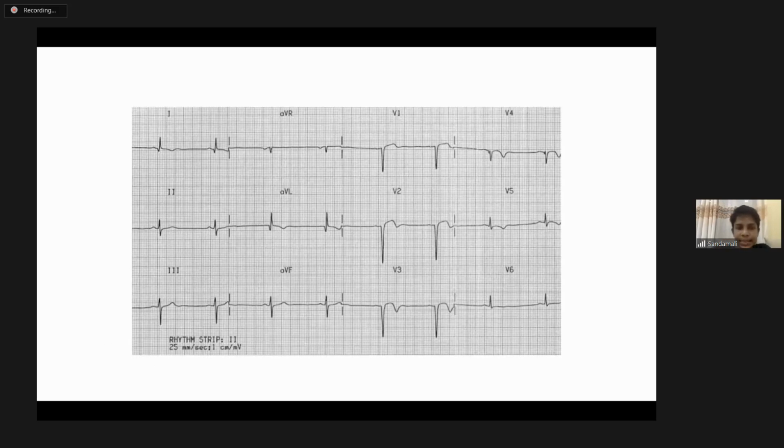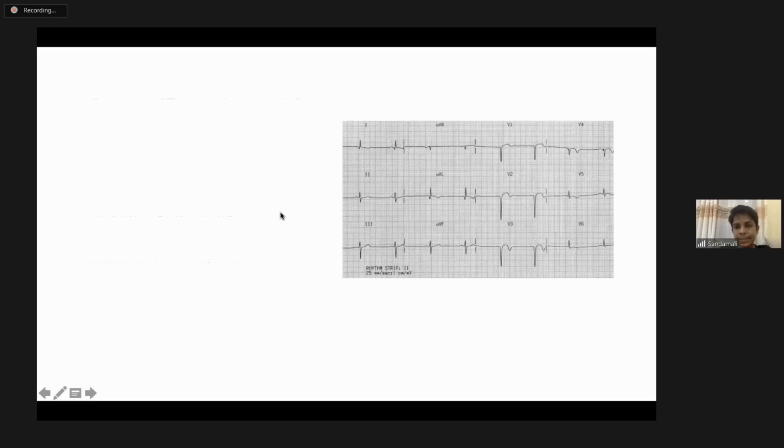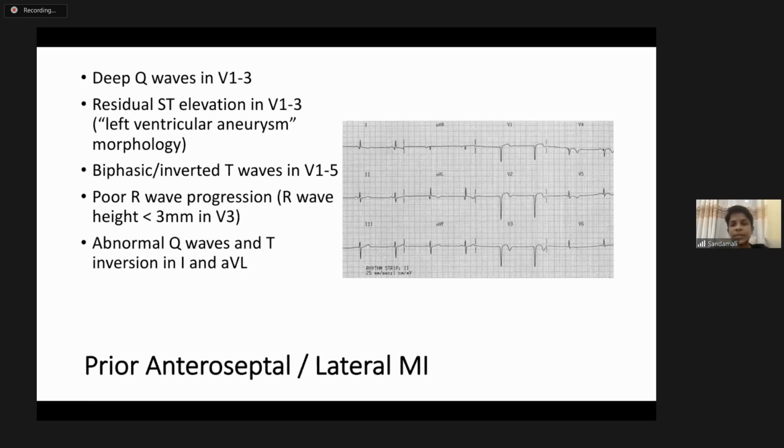Now, in this ECG, I think you can appreciate that there are Q waves in V1 to V3, and there are ST elevations in V1 to V3, and T inversions, significant T inversions, V1 to V5, and also the same changes in L1, aVL. This is actually due to a previous anteroseptal or lateral ST elevation myocardial infarction. I told you that with time, the ST segment gets resolved and Q waves form and the T waves are inverted.